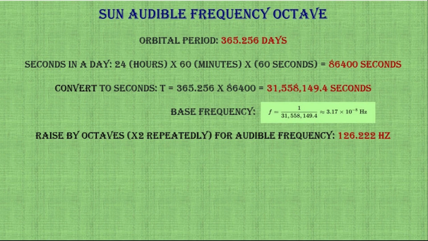Another example, the Sun, which has an orbital period of 365.256 days, which is converted to seconds, and then the base frequency is obtained, which is raised by the octaves of multiplying by 2 repeatedly, which gives the audible frequency for the Sun as 126.222 Hertz.